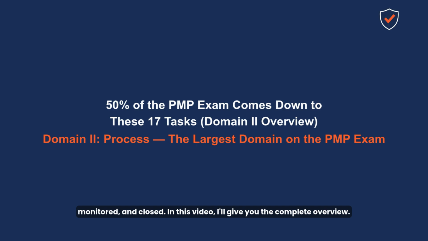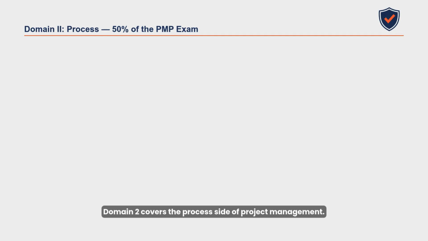In this video, I'll give you the complete overview: what each task covers, what the exam tests within it, and how the 17 tasks connect into a coherent picture of project execution. We covered all 14 people tasks in Domain 1. Now we start Domain 2. Let's get into it. Domain 2 covers the process side of project management, the technical and methodological skills that sit alongside the people skills of Domain 1.